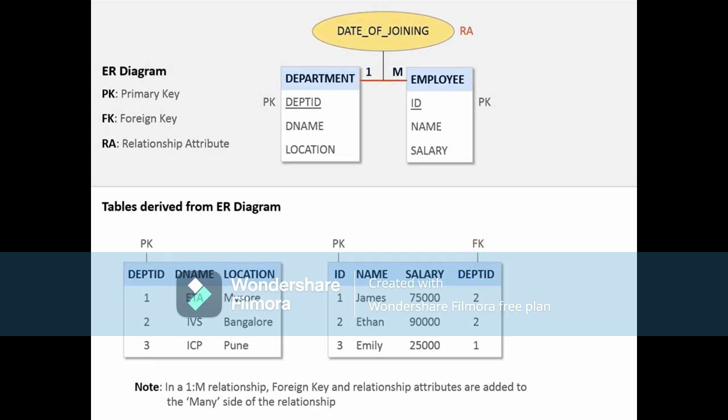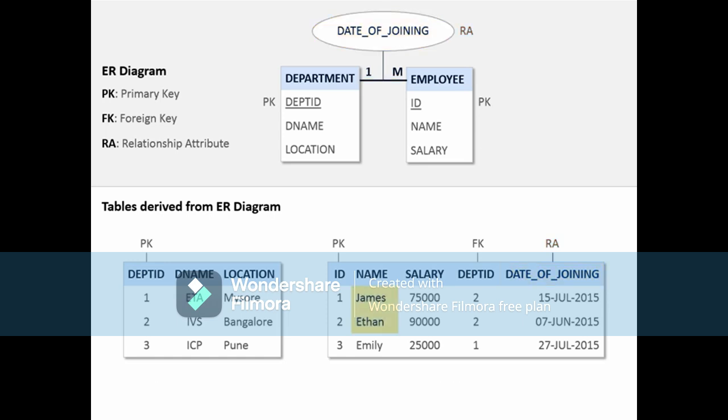Here, the relationship attribute is date of joining. We add this also to the employee table. James and Ethan belong to IVS department and Emily to ETA.